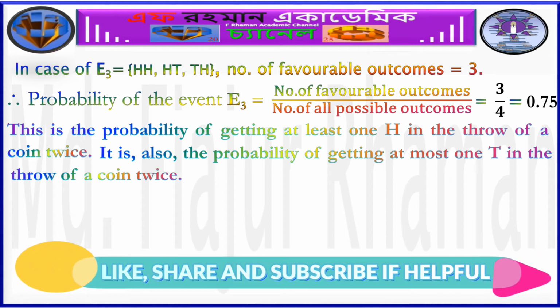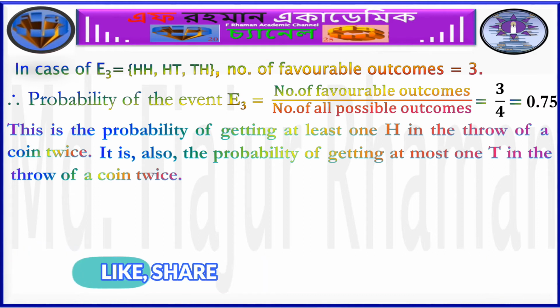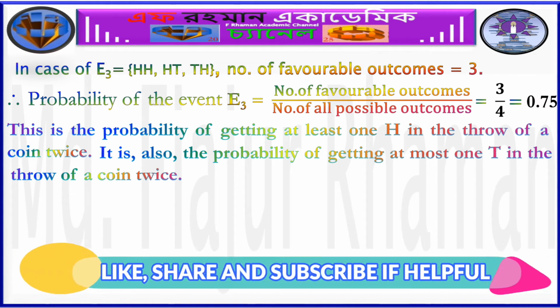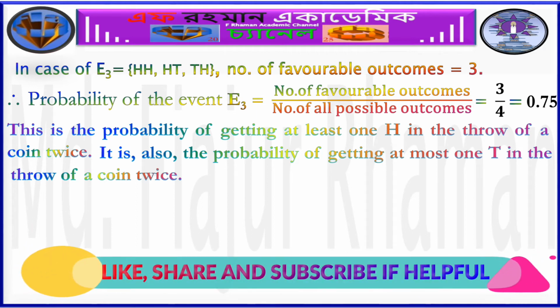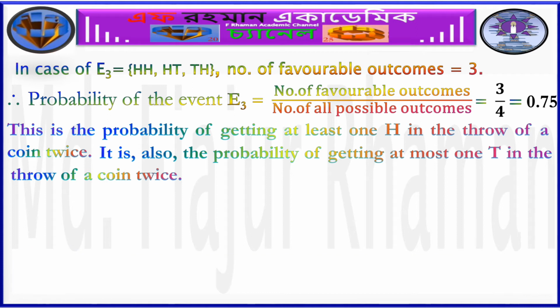Dear learners, it is very much important to remark that in case of at least 1 H, you should exclude the outcomes having no H. And in case of at most 1 T, you should exclude the outcomes containing more than 1 T.